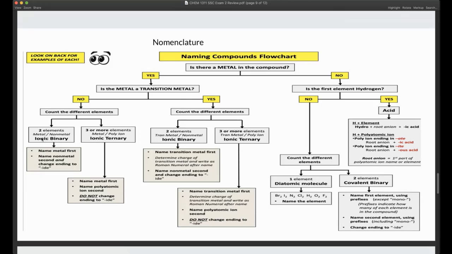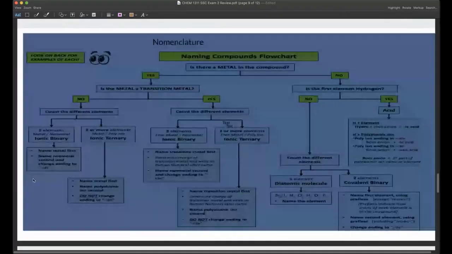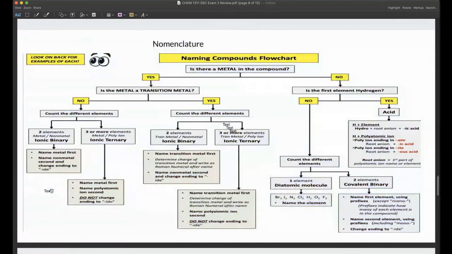So let's say this is like group 1 or group 2 metal, like calcium or sodium. Group 2 elements, if you have a metal and nonmetal, this is what we call an ionic binary compound. So the way you name this is that you first name the metal, and then you name the nonmetal second, and change the ending to "ide." So for instance, let's say we have something like NaCl. Notice how there's a metal and a nonmetal in this compound. So to follow the naming conventions, you just say that this is sodium chloride.